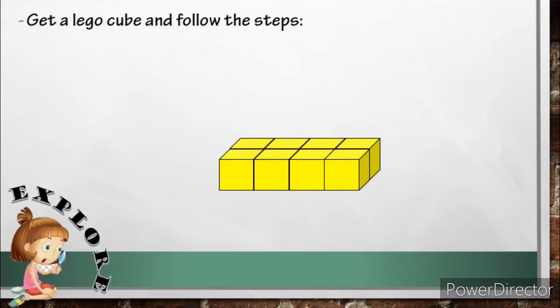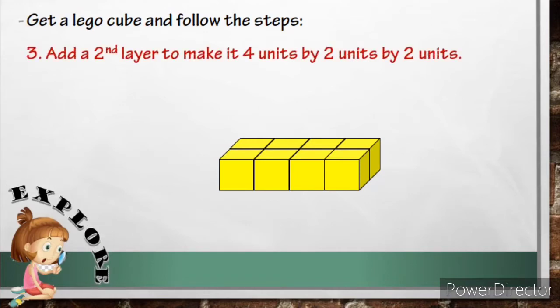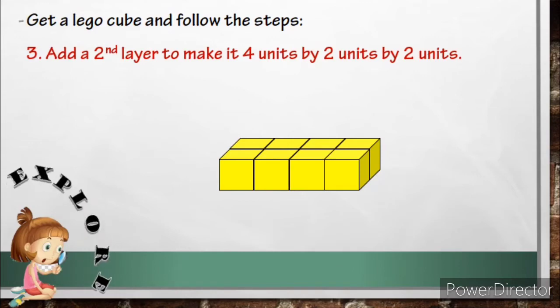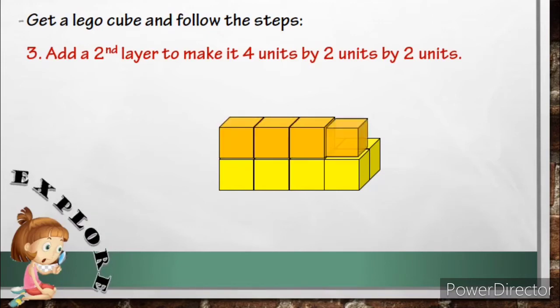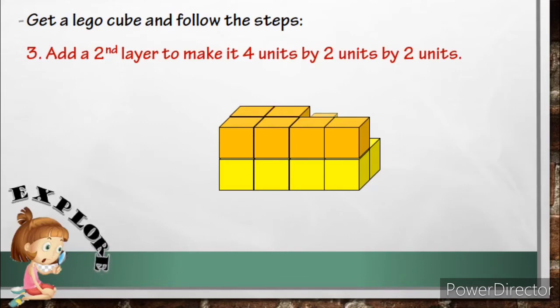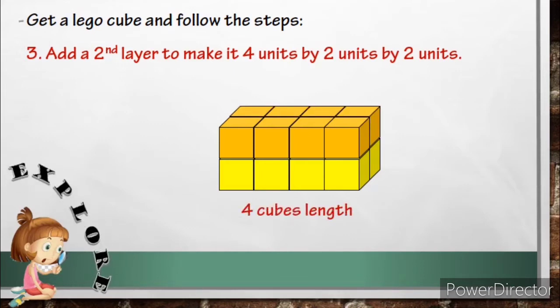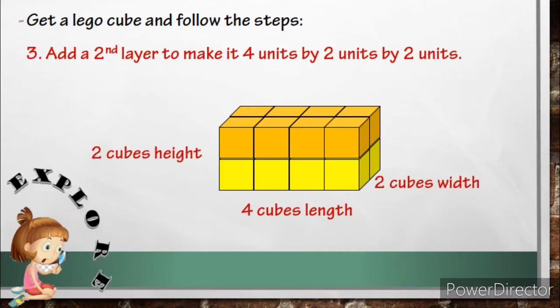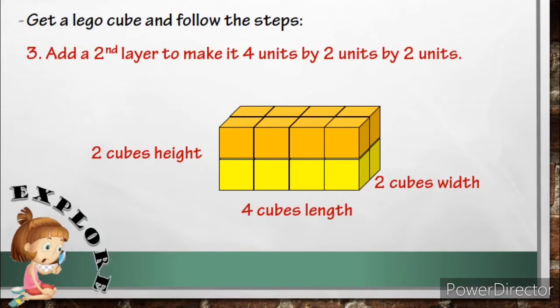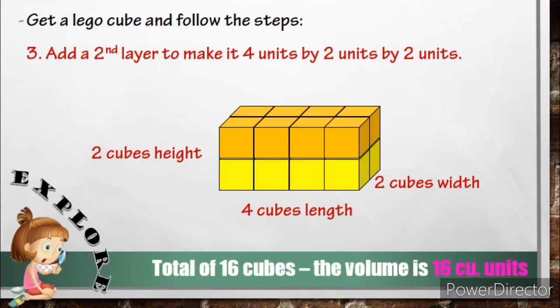Step 3. Add a second layer to your prism to make a prism that is 4 units by 2 units by 2 units. So let's add another cubes. Four cubes in length, 2 cubes in height, and 2 cubes in width. The question is, how many cubes are there in the prism? Very good. There are a total of 16 cubes. Therefore, the volume is 16 cubic units.